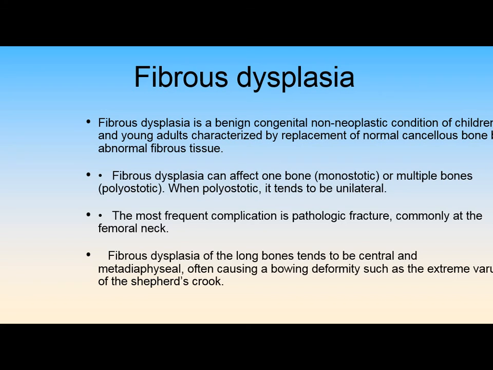The most frequent complication is pathological fracture, commonly at the femoral neck. Fibrous dysplasia of the long bones tends to be central, metadiaphyseal, and often causes bone deformity such as extreme varus or Shepherd's crook deformity.